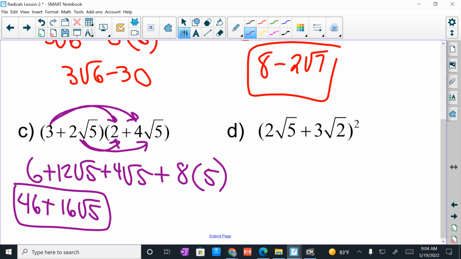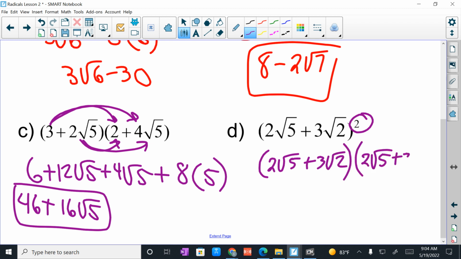Okay, and then what does (2 square root of 5 plus 3 square root of 2) squared mean? This is (2 square root of 5 plus 3 square root of 2) times (2 square root of 5 plus 3 square root of 2). All right, what's 2 square root of 5 times 2 square root of 5? No, it's not 4 square root of 5. It's 4 times 5, right? Because what's the square root of 5 times the square root of 5? So 4 times 5, that's 20.